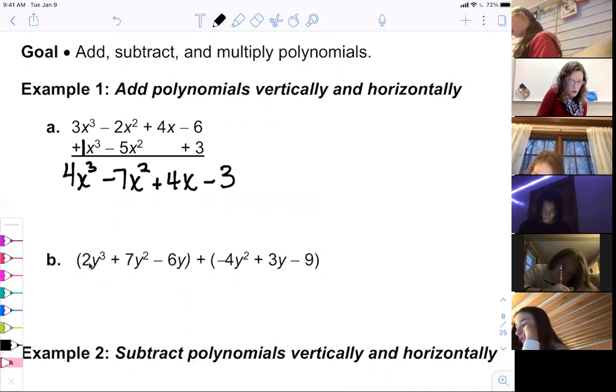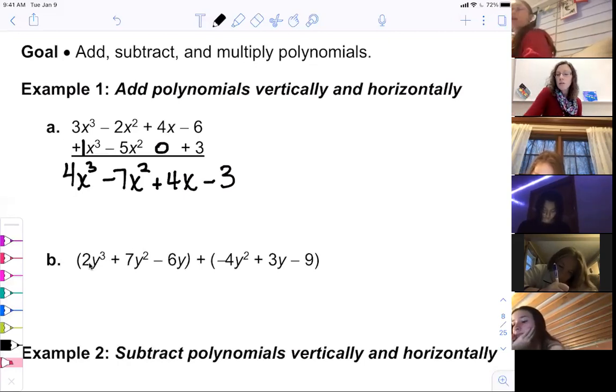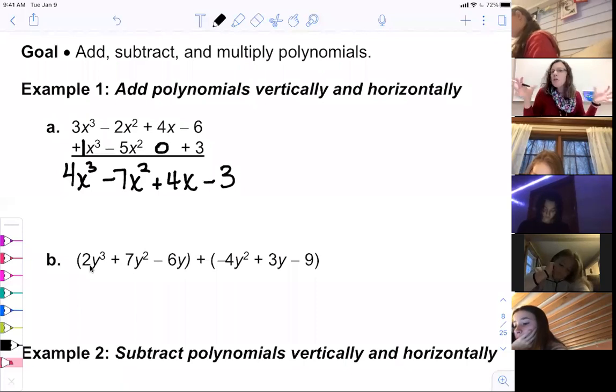So there is no x here, so we would just have that 4x. You're kind of just bringing it down. And then you're combining the last constant term. So a number by itself is considered a constant. Nice job, Ella. So that is all you do when you're adding polynomials. So a polynomial is just a big expression with a lot of powers. You add the like terms together.